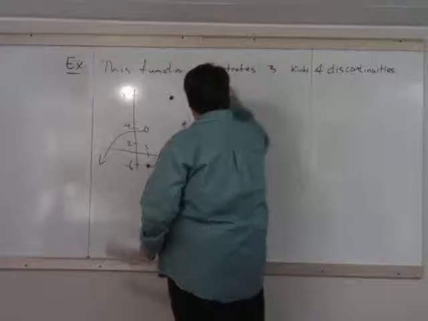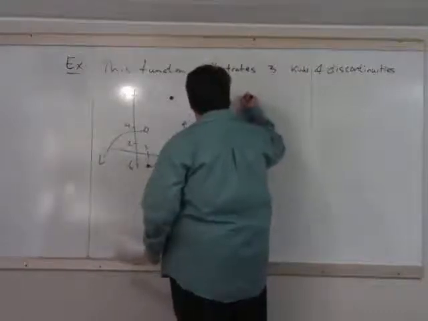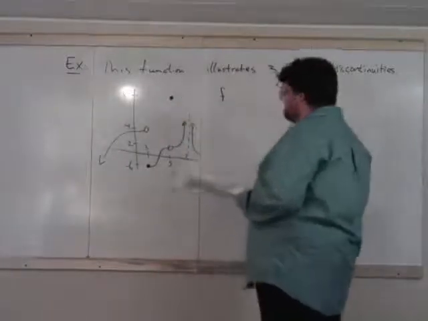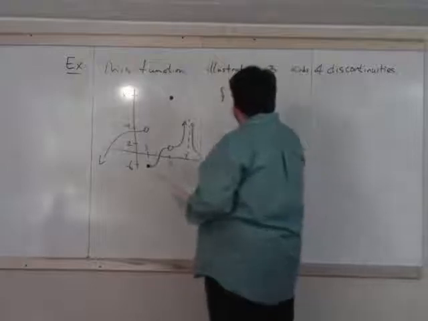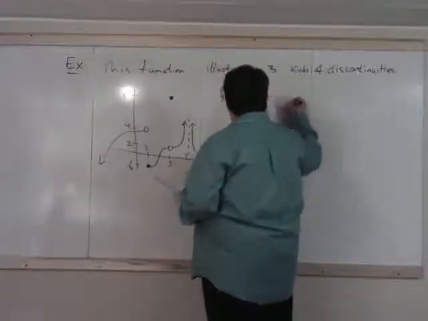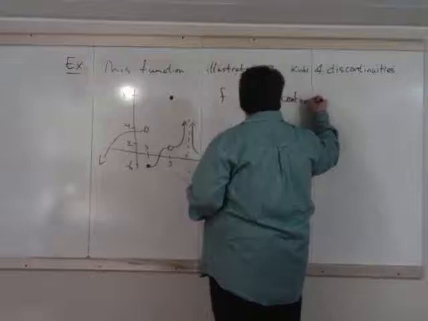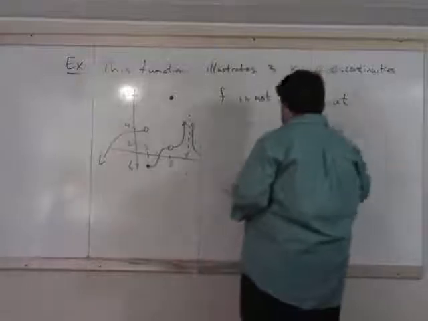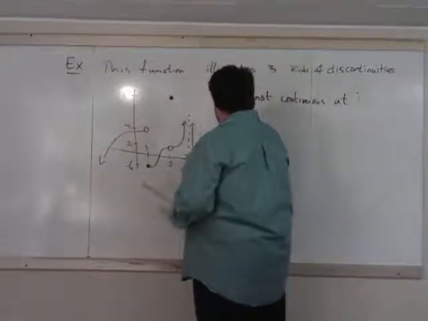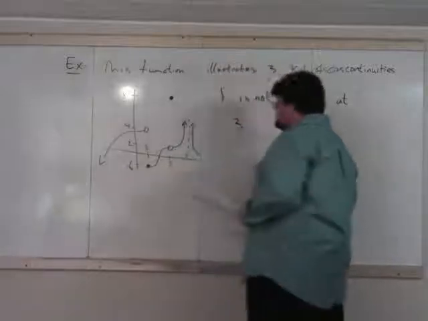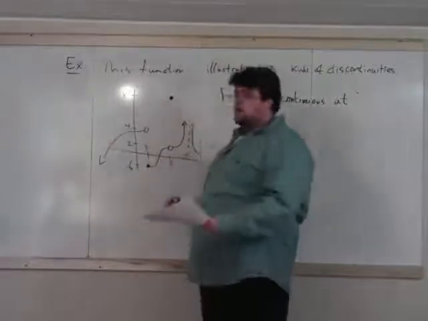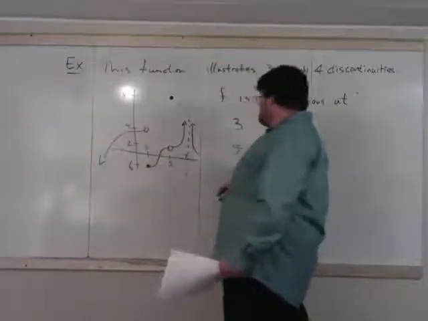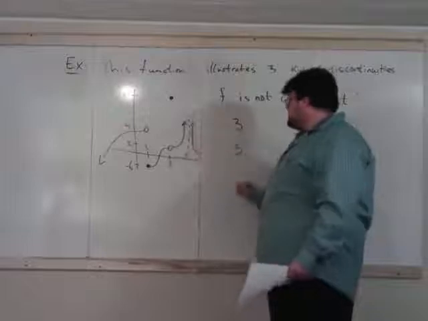So here, f is not continuous at 3. It's also not continuous, with that writing implement idea, at 5. It's also not continuous at 7.